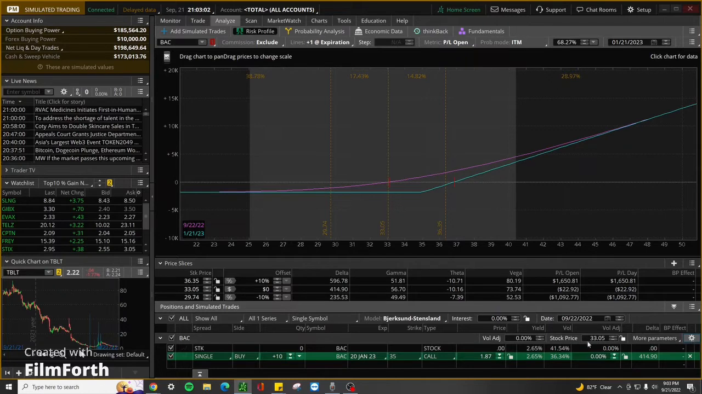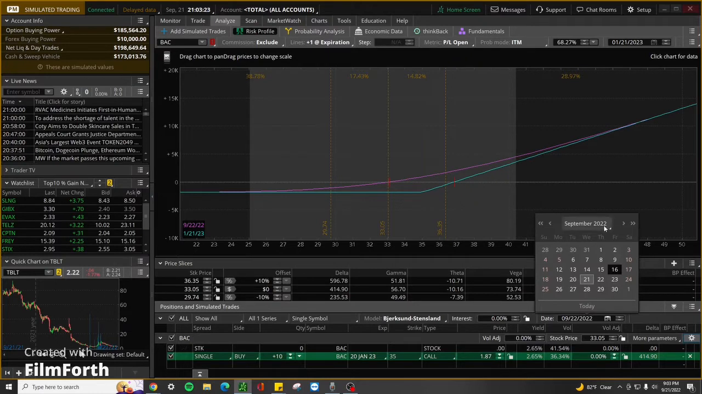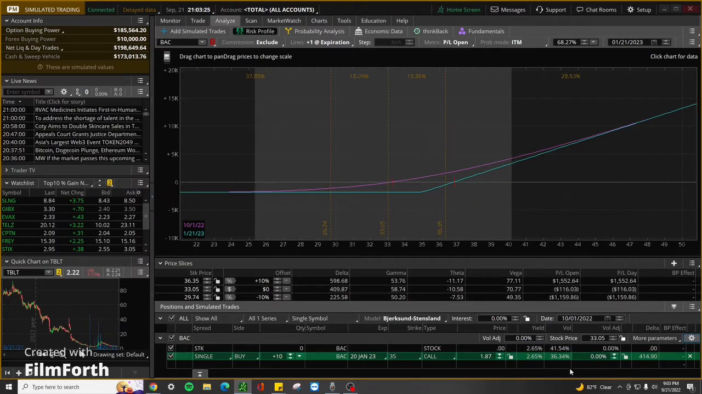We're going to click on this little gear icon for us to have an additional parameter that we can adjust to look at some of the visual changes on the graph. If Bank of America remains the same price by the 30th of September, we're going to see that we're looking at this much of a loss because of time decay.